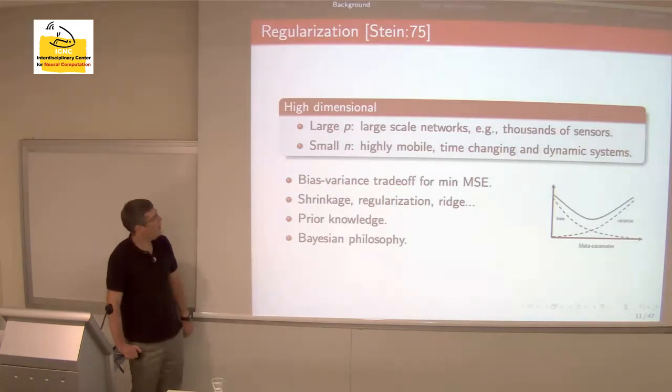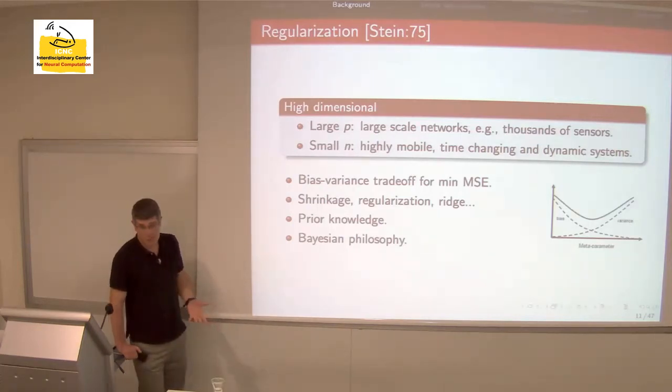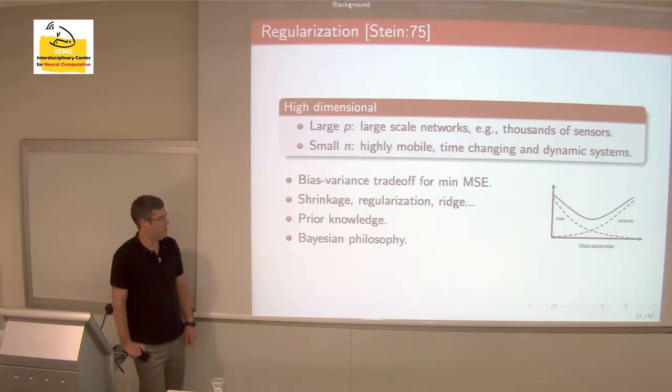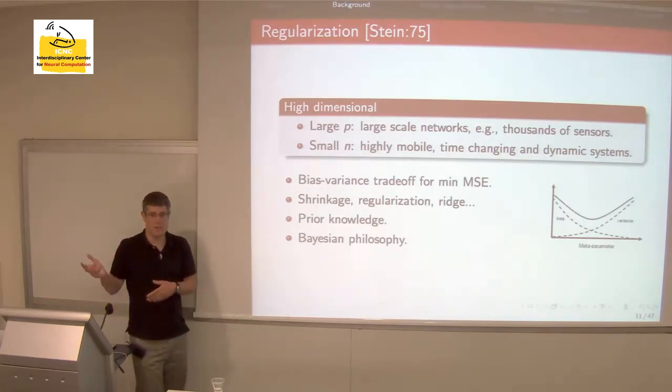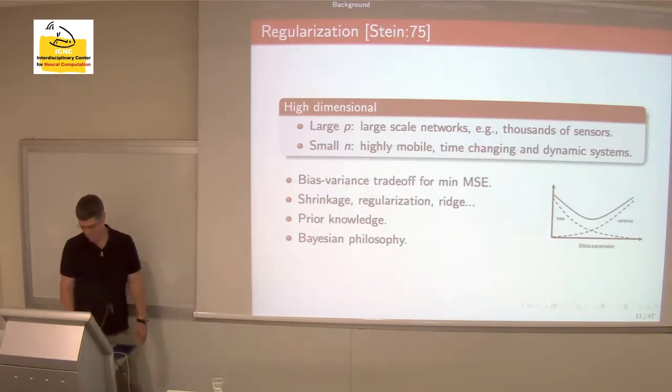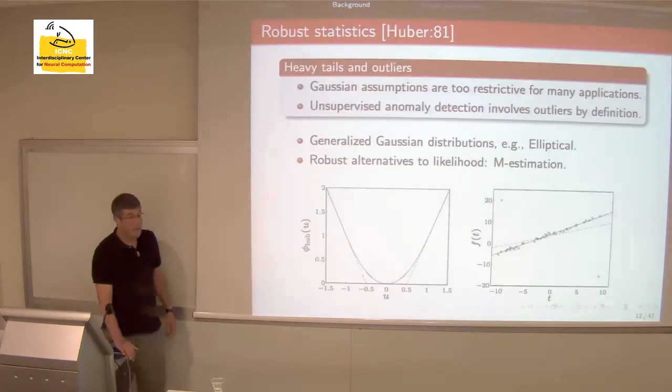And the classical method to fight this is regularization. There are different philosophies which all lead to the same thing. You can call it bias-variance trade-off. Some people call it shrinkage, regularization. Some people come from a Bayesian philosophy. They put priors on it. All of them basically somehow try to regularize the solution or shrink it to something that we prefer from the beginning. So that was the high dimensionality.